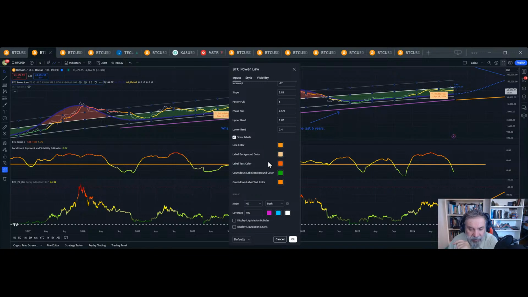Okay, and there are other things. One thing you can do, there is some addition that makes it different from the other one, not just because it's simpler. You can also add liquidity. So it's also a liquidity map. Okay, so if you do this, it will display liquidity levels.